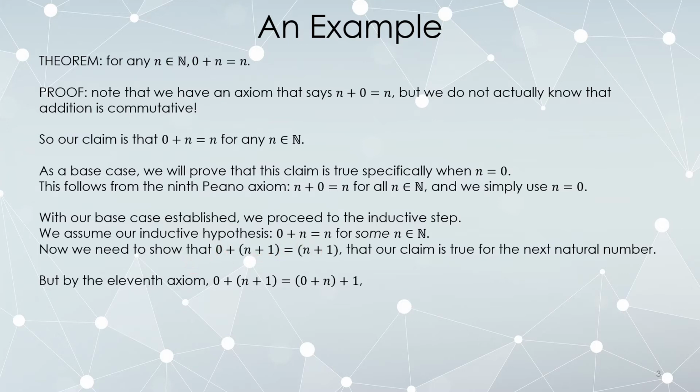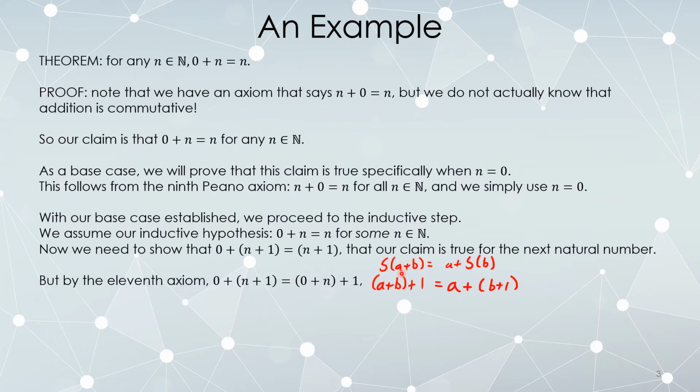Now the 11th axiom was stated in terms of successors. Okay, the 11th axiom originally said that the successor of a plus b is equal to a plus the successor of b. But remember, we're letting plus 1 stand in for successor because we've proved that's always what it does. So the equivalent version of this axiom is that the successor of a plus b is in fact equal to a plus the successor of b.